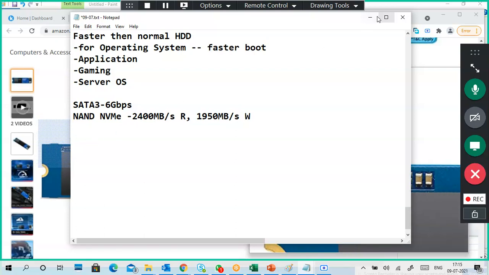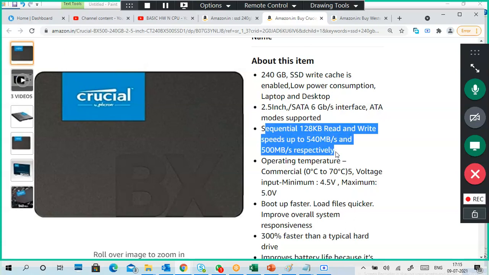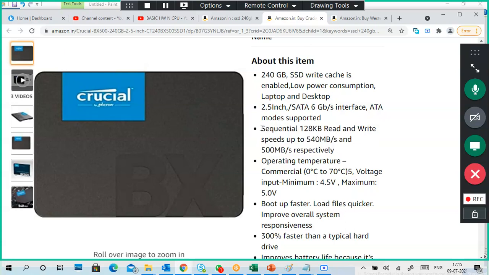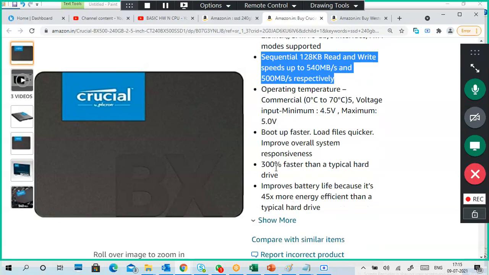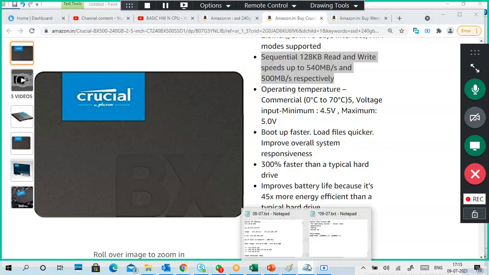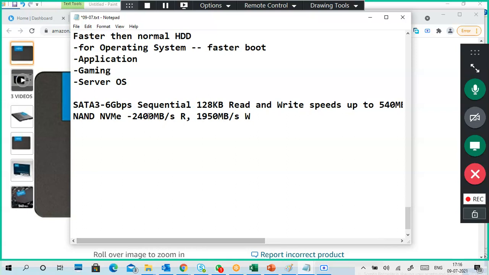Okay, M.2 is a form factor, which means the size. It is 300% faster than a typical hard disk, but it's 4 times faster than this hard disk compared to this one. So this is NAND SATA, and this is NAND NVMe. So two types of disks are there. So be careful while you are choosing it.